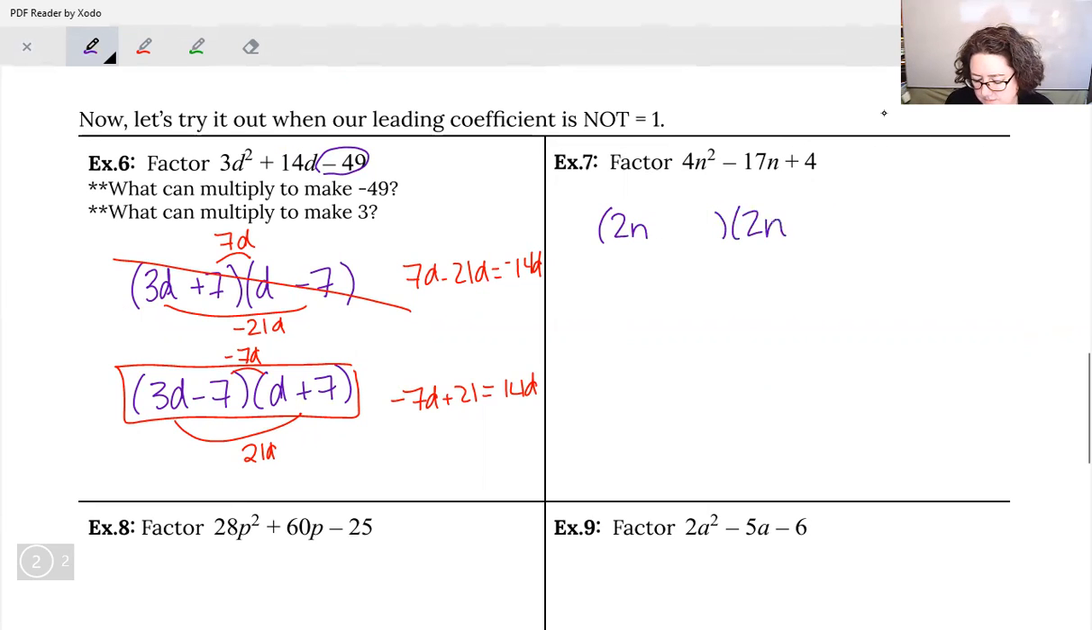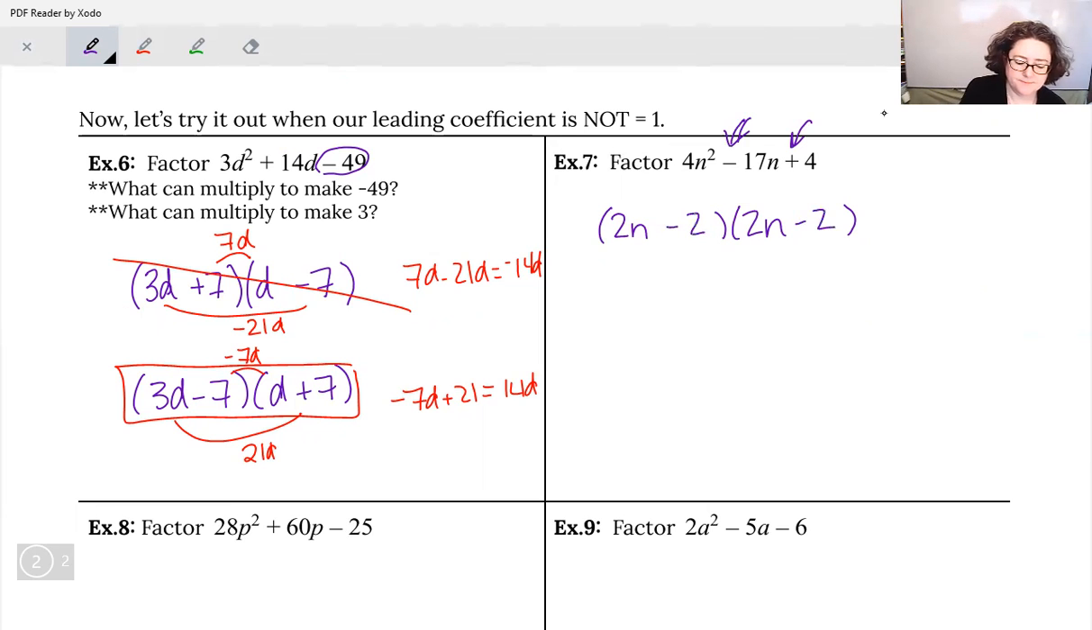It's the same sort of thing with the 4 at the end. But noticing I've got a positive 4 but a negative for that middle term, I know I'm going to have to use negative times negative to make that positive 4. So let's try negative 2 and negative 2.